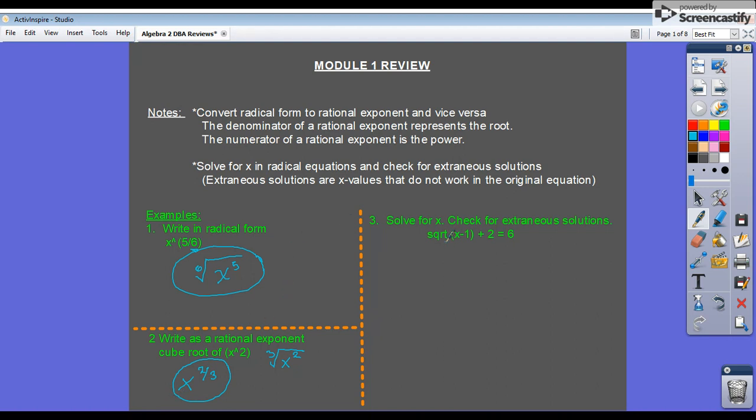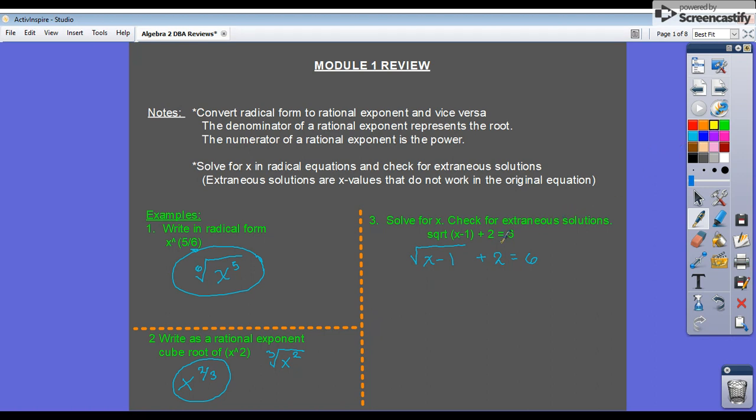And for number 3, we also are dealing with radical equations in Module 1. You always want to check for extraneous solutions when you're dealing with radical equations, and extraneous solutions are x values that when you solve them, they don't work when you plug it back into the original equation. So if we look at number 3, the equation is the square root of x minus 1 plus 2 equals 6. Now, the goal here is to get x by itself.